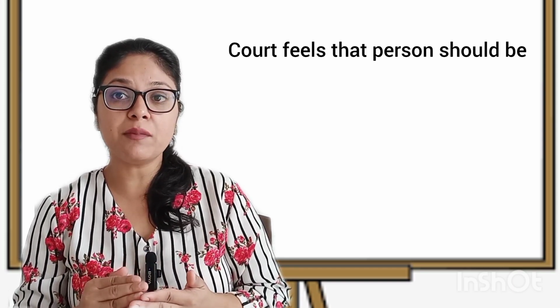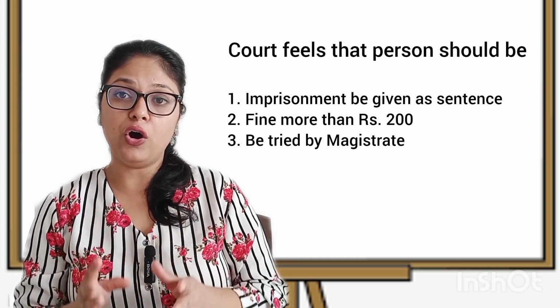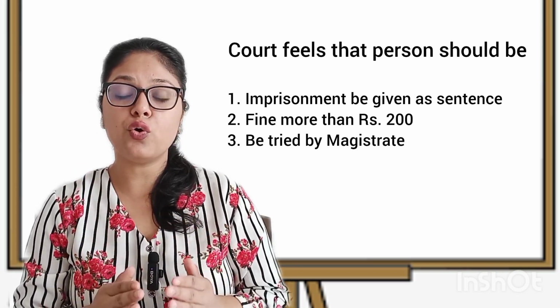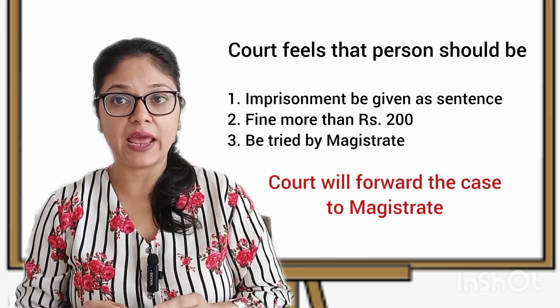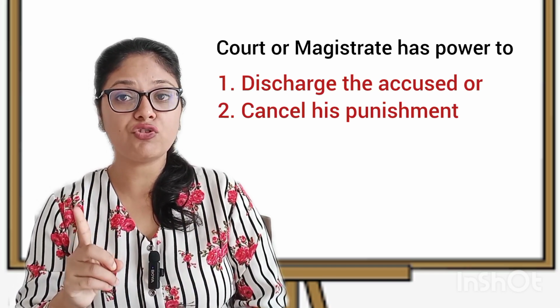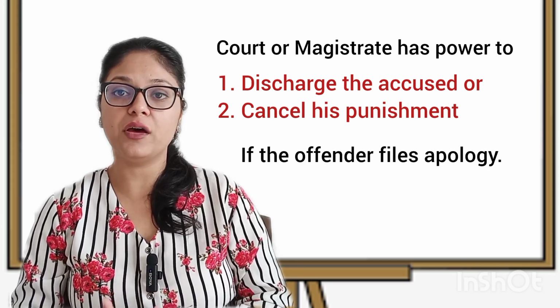Now, if the court before whom the contempt is committed feels that the person should be given imprisonment as a sentence, or a fine above ₹200 should be imposed, or that the person should be tried by the magistrate, in these three circumstances, the court will forward the case to the magistrate for trial, and the magistrate will try the offender by following a procedure which is prescribed for cases instituted on police report. Now, the court or the magistrate has a power either to discharge the accused or cancel his punishment if the offender files an apology with the court or the magistrate.